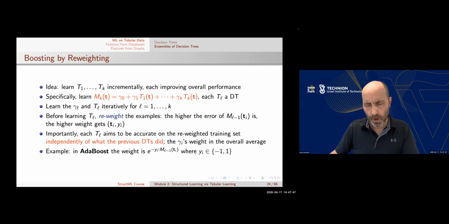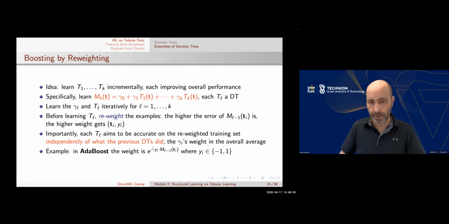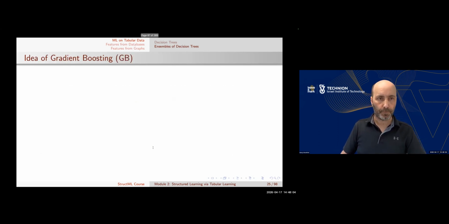Okay, and why is it this way? Think of y_i as being minus 1 or 1. If y_i and the previous model are in agreement, then that is a low weight because of the minus here. And if they are disagreeing, then this is a high weight. Okay, so this was reweighting.